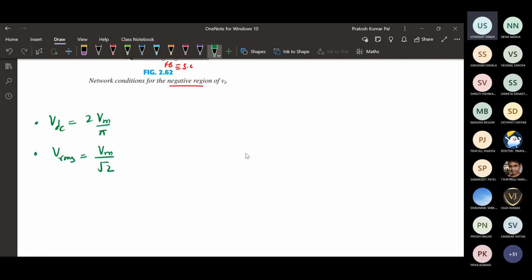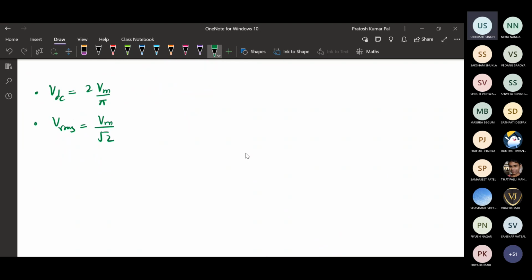So these values you can find out by the formula that we have discussed in earlier slides, at the starting of the slide. You can just put the values in the formula and find out the VDC and VRMS values.